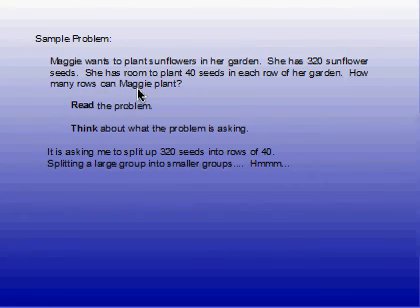Here's our sample problem. Maggie wants to plant sunflowers in her garden. She has 320 sunflower seeds. She has room to plant 40 seeds in each row of her garden. How many rows can Maggie plant?